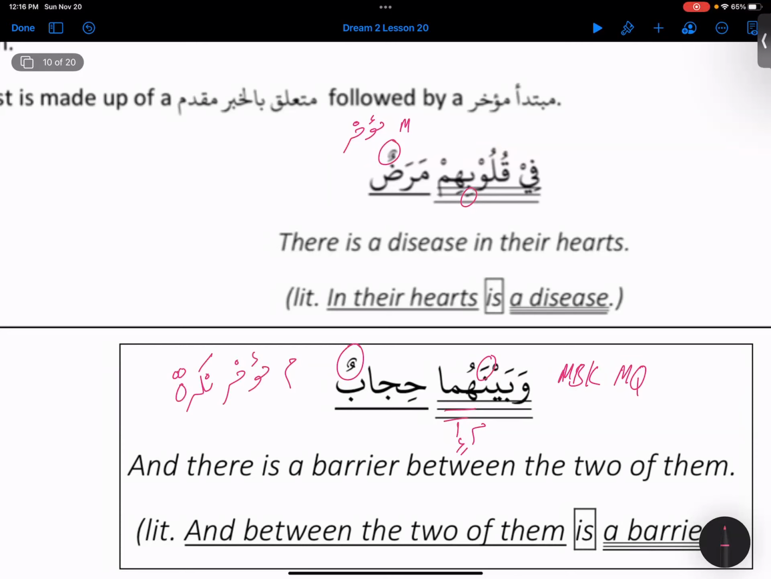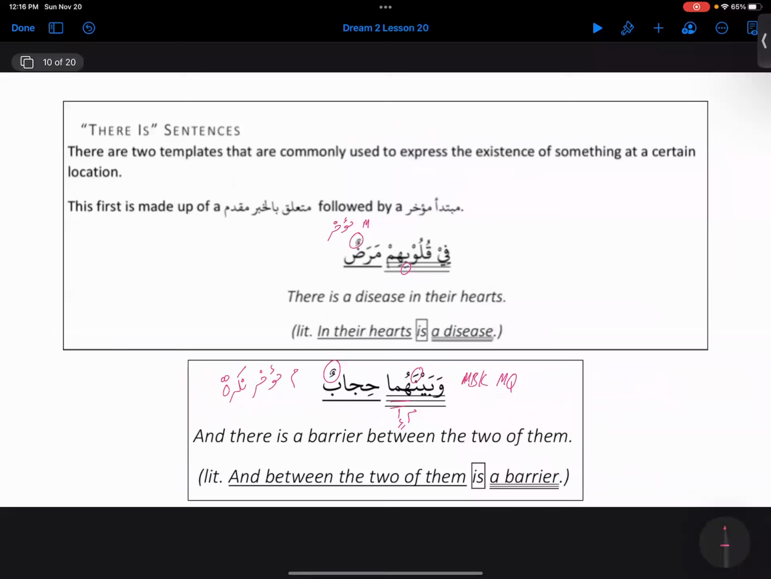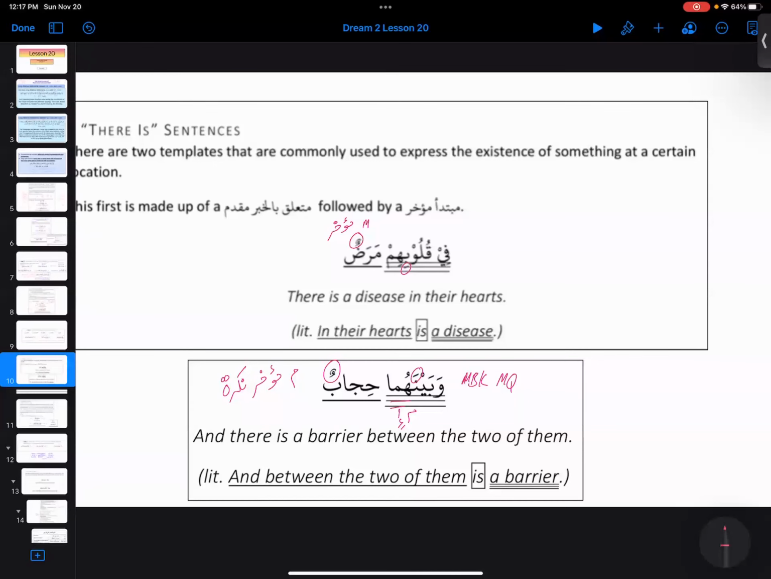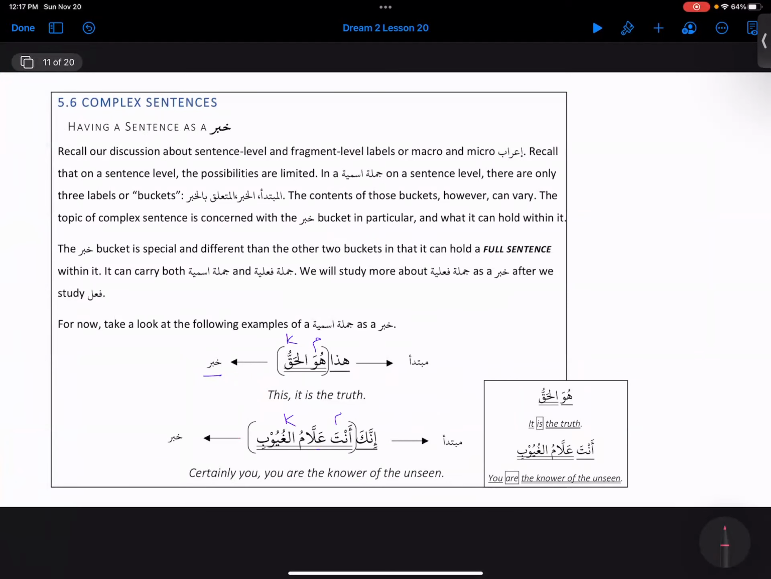Baynahuma hijabun, what surah is it? Is that Surah Rahman? No. I think Surah Araf, because in Araf they are mentioned. Yeah, okay. Okay, moving on.